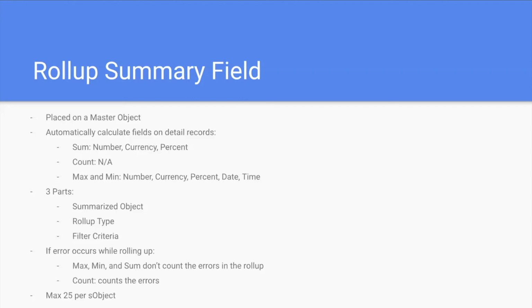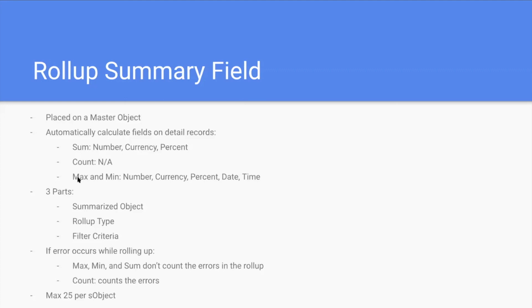It's important to note that if an error does occur while rolling up, so if you try to access a master record and this rollup performs automatically, if the rollup type was max, min, and sum, it's not going to count the error in the rollup. But if your rollup was of type count, it would include the error. It would include in the count the record that errored out. And at a maximum, you can have 25 per object.